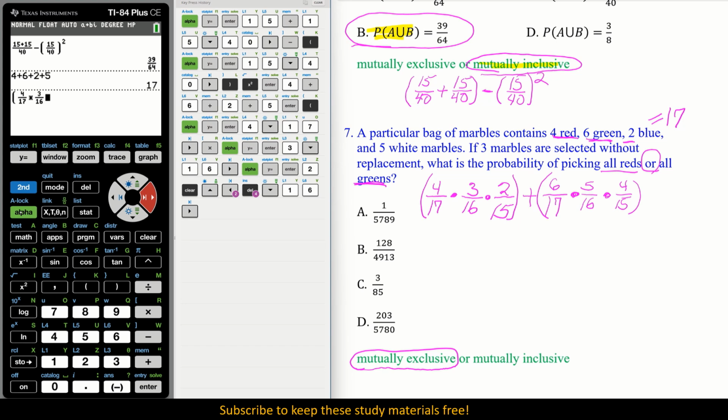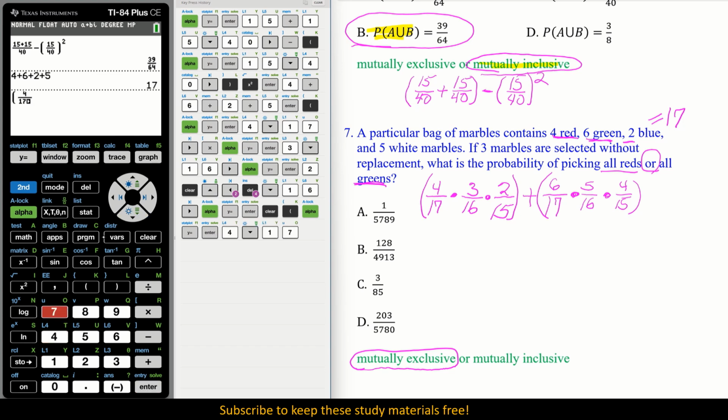Be careful. Alpha y equals. And it did it again. All right. Okay. Let's see. I'm going to just start over again. Sorry about that. Okay. Alpha y equals 1 equals 4.